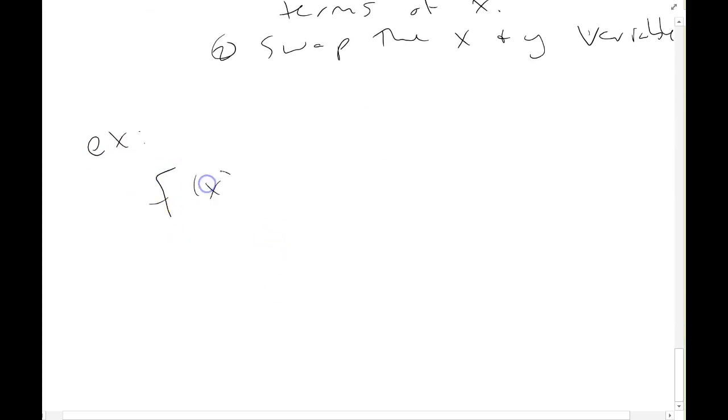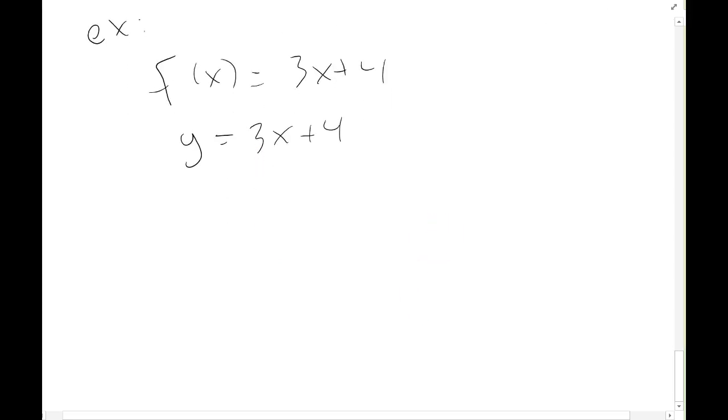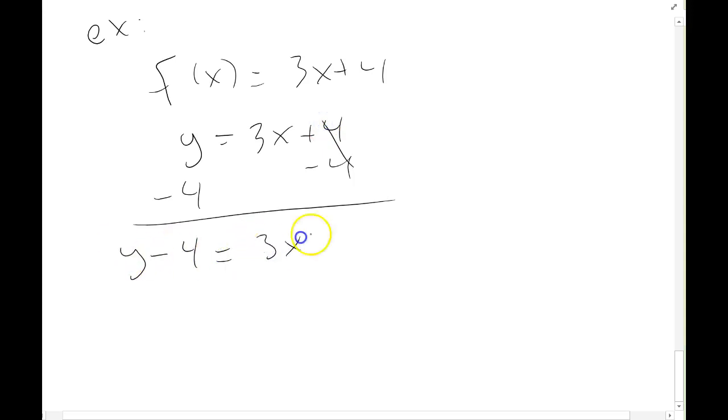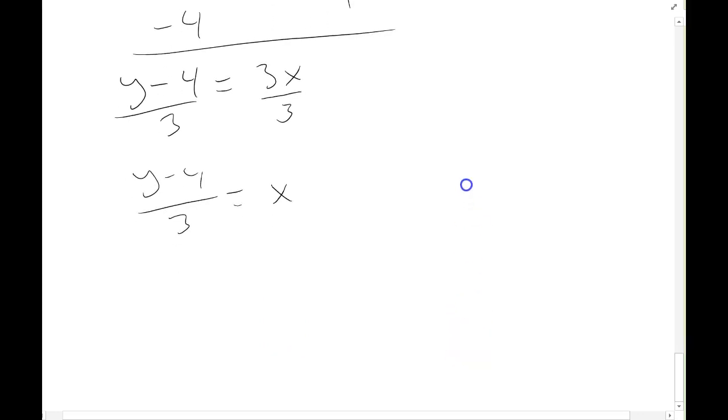Let's say that we have f of x equals 3x plus 4. Now remember that we use f of x and y interchangeably, so just for the sake of simplicity, I'm going to write this as y equals 3x plus 4 instead of f of x equals 3x plus 4. It doesn't really matter. Now I'm just going to solve for x the same way that I would in your algebra or pre-algebra class. So I'll begin by subtracting 4 from both sides. So y minus 4, I can't do anything to, so I'll just write it as y minus 4. And then we'll divide both sides by 3. So I have y minus 4 over 3. And now the x is by itself.